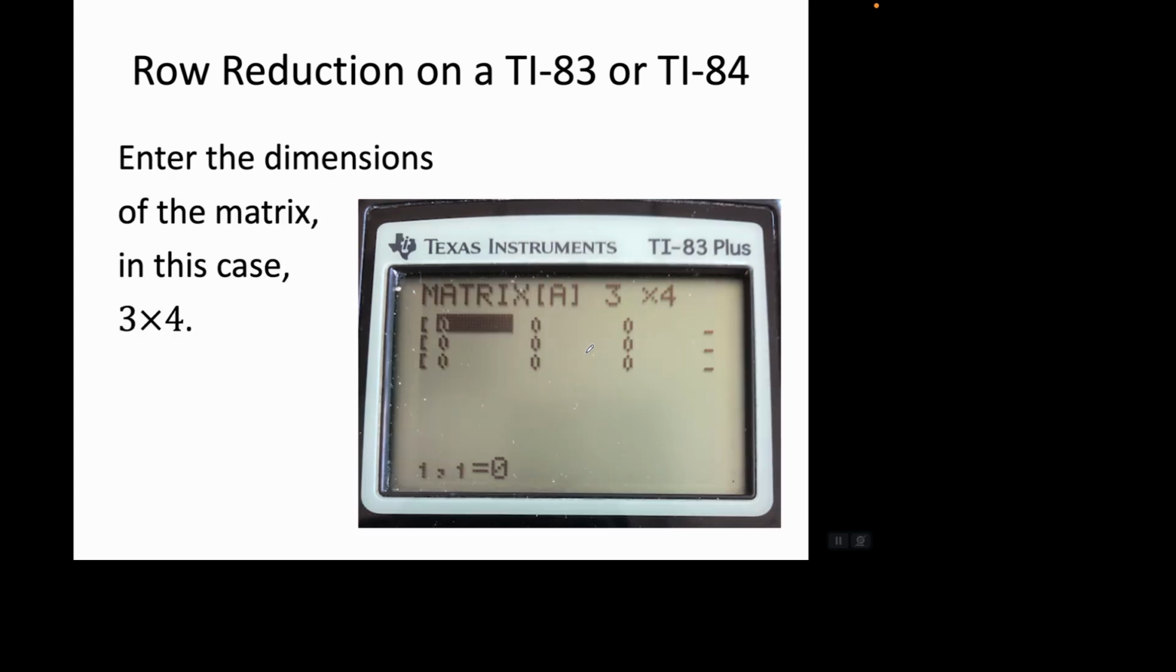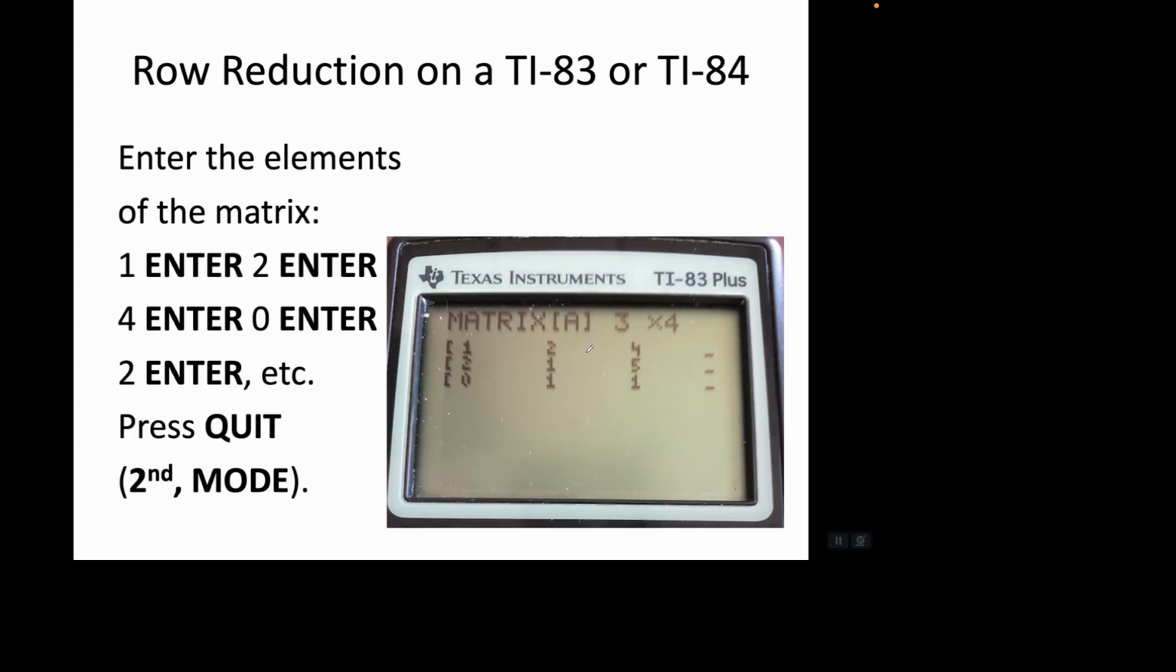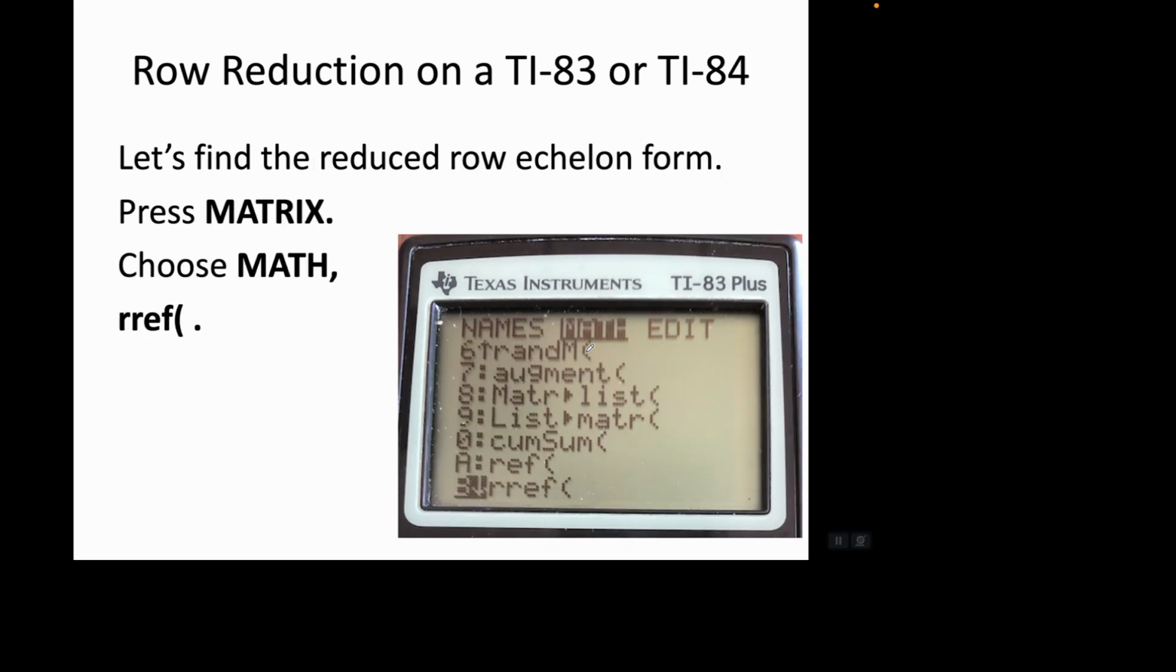Enter the dimensions of the matrix, in this case 3 by 4, so it's 3 enter, 4 enter. Enter the elements of the matrix, 1 enter, 2 enter, 4 enter, 0 enter, 2 enter, etc. Then when you're done, quit. Press quit, which is second and mode.